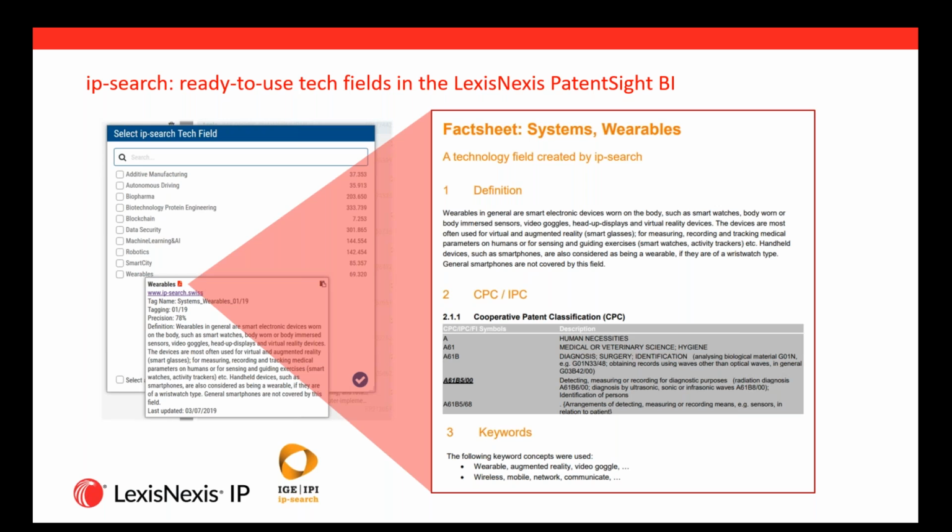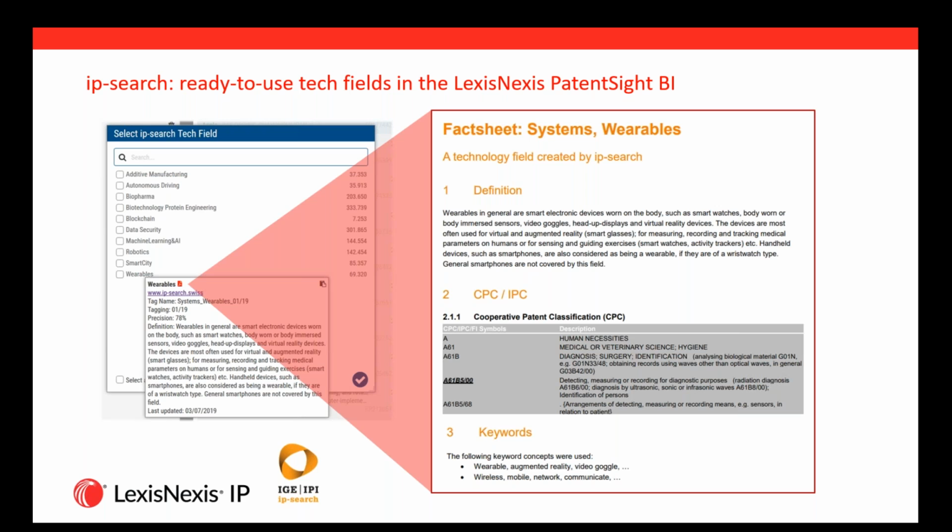For each of these technology fields, upon hovering over the name, you can obtain some concise information. This includes the title, a short definition, and the last update to these technology fields. But I will come back to this later. You also see our homepage. So should you have any wish left, or should you want to explore another technology field, just drop us an email or contact us via PatentSight.